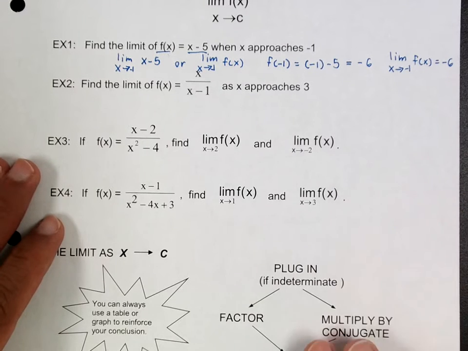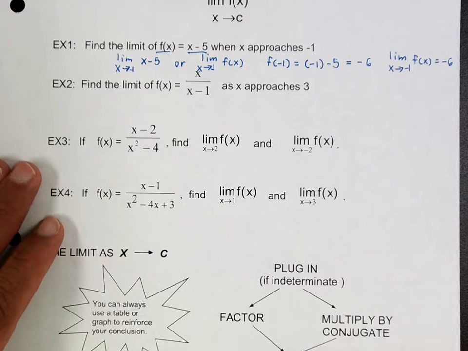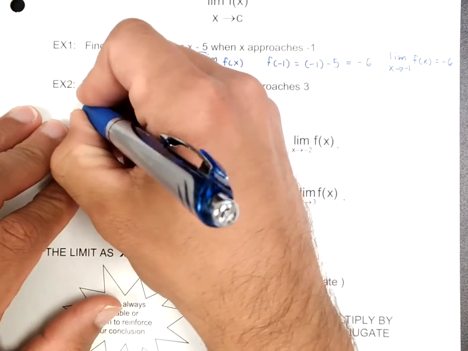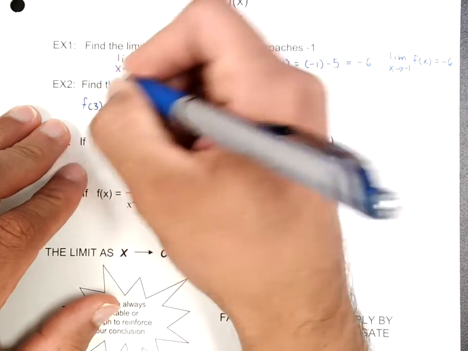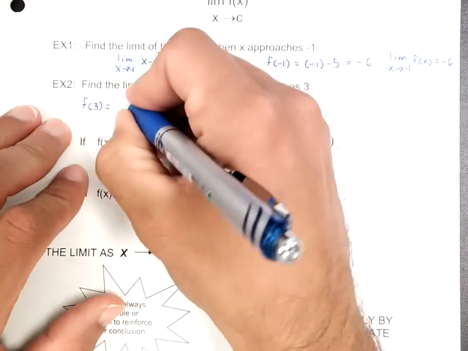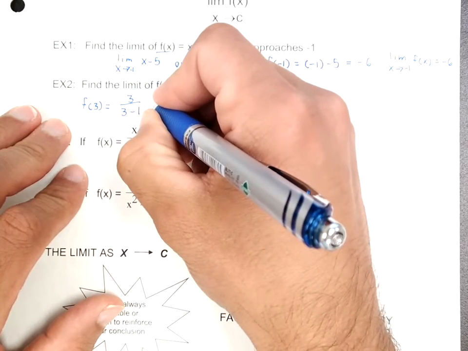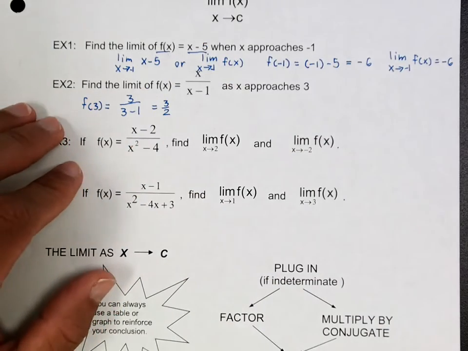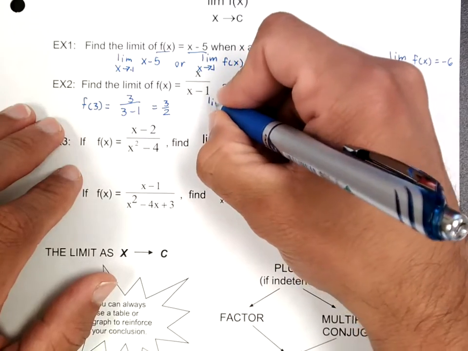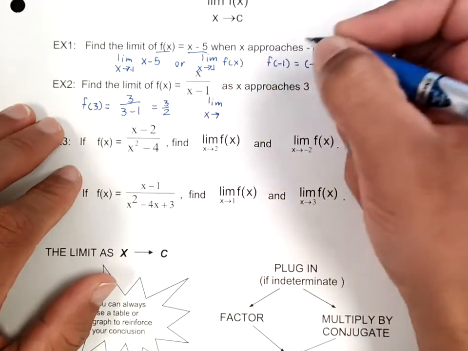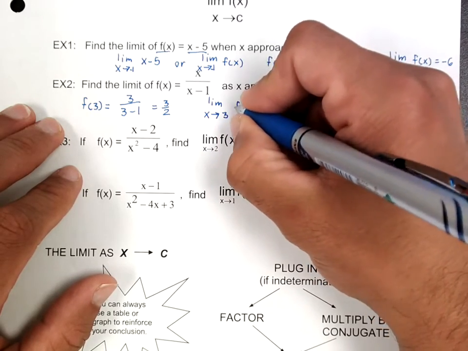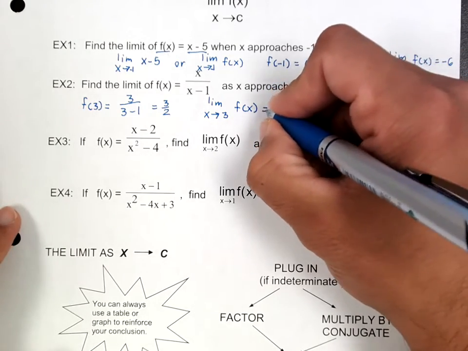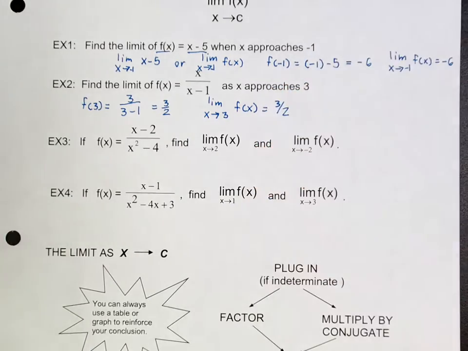On example 2, we are trying to find the limit of f of x as x approaches 3. The first step we should try to do is to plug in 3 for x and figure out what the y value is. In this case, it would be 3 over 3 minus 1, which is equal to 3 halves. If you get a number like that, then that's actually going to be your limit. So the limit of f of x as x approaches 3 is equal to 3 halves. Very simple at this point.